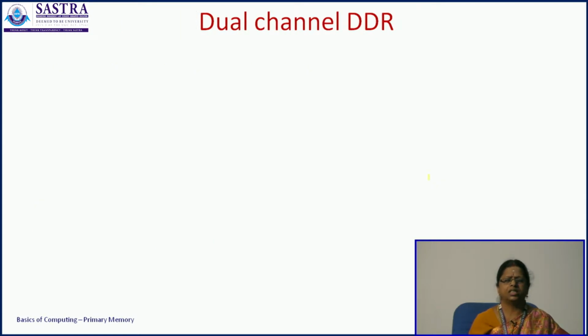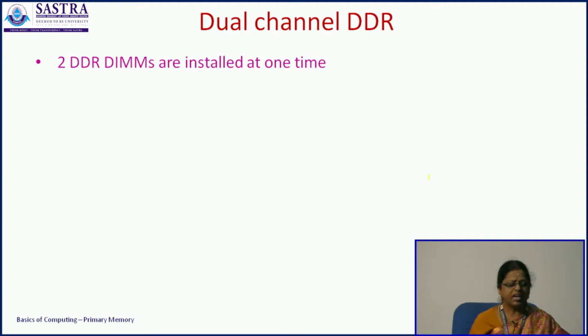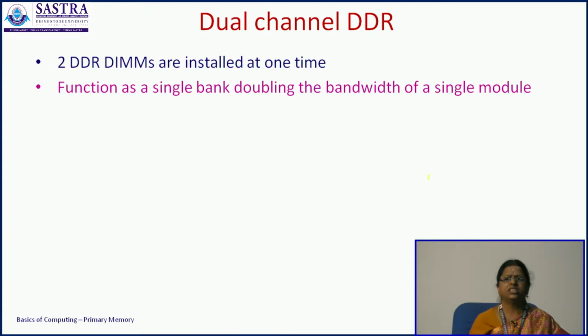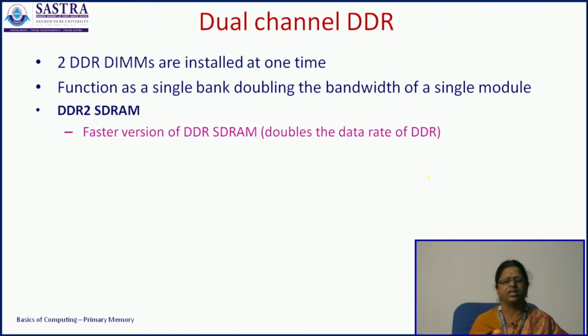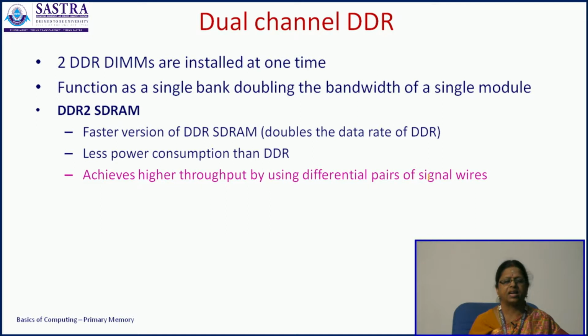Having seen this, let us move on to the next type, which is dual channel DDR. Two DDR DIMM, which is dual inline memory modules, are installed at one time. They function as a single bank, doubling the bandwidth of a single module. There are two types, which is DDR2 SDRAM, which is the faster version of DDR SDRAM, which doubles the data rate of DDR. It consumes low power than DDR and achieves high throughput by using differential pairs of signal wires.